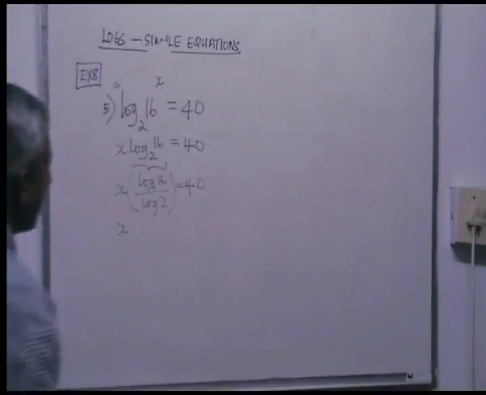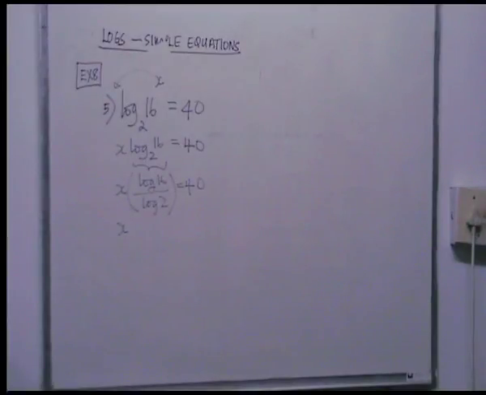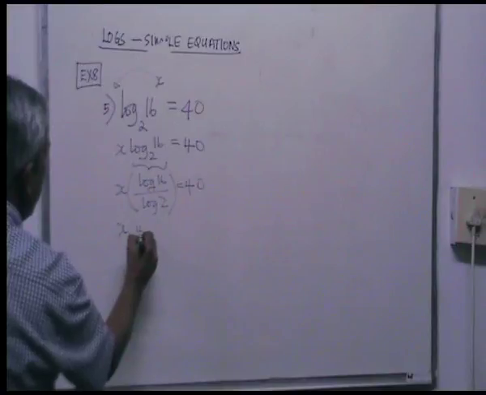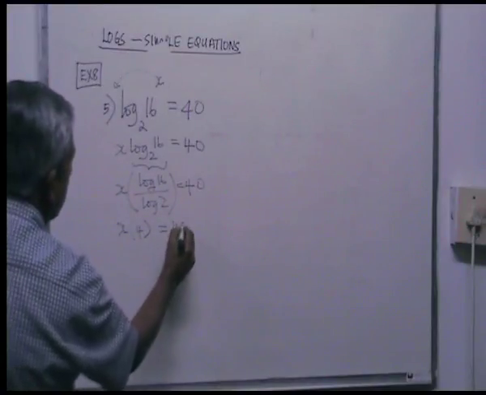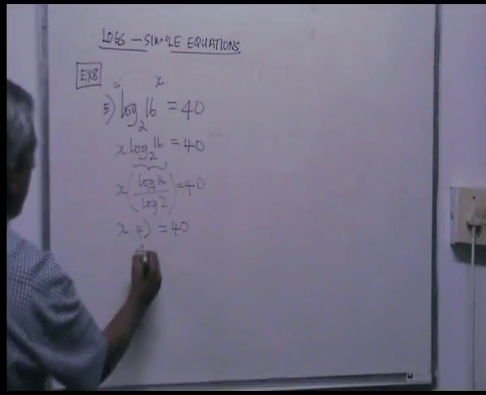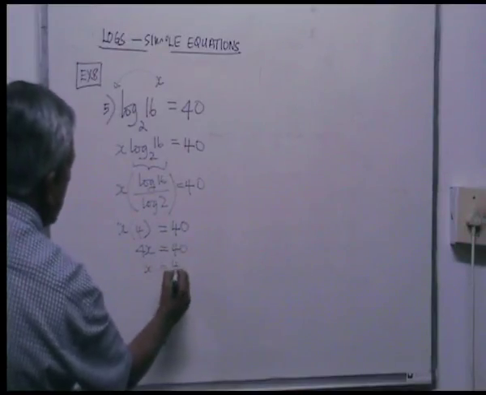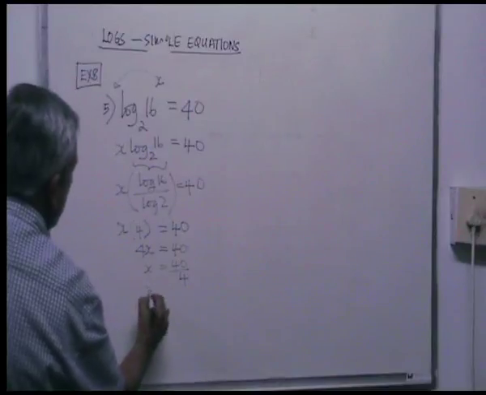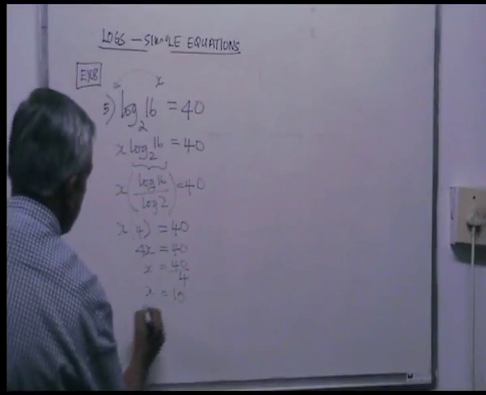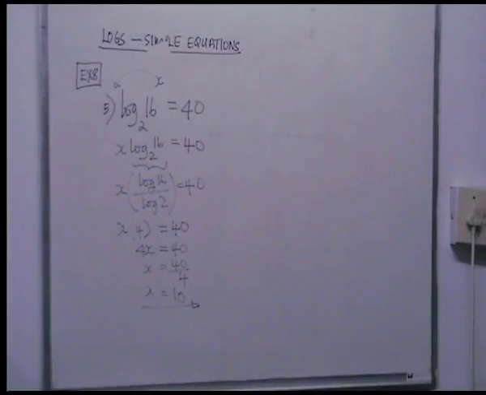Now, I put that into the calculator. You take your calculator and you plug it in. You say log 16 divided by log 2 is equal to, and your calculator gives you the answer, 4. So what are you saying? You're saying 4x is equal to 40. X is equal to 40 divided by 4. X is equal to 10. So you see, it's really easy.